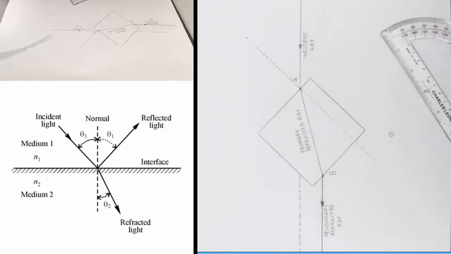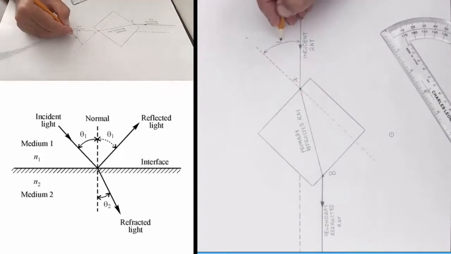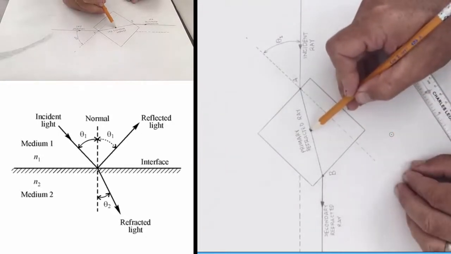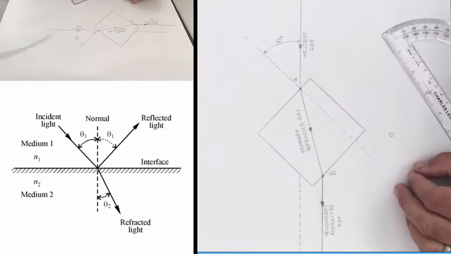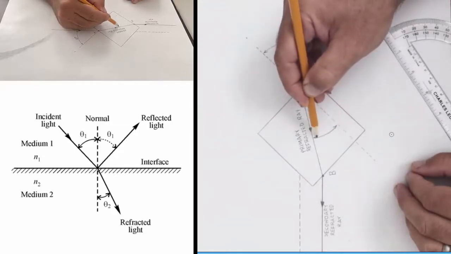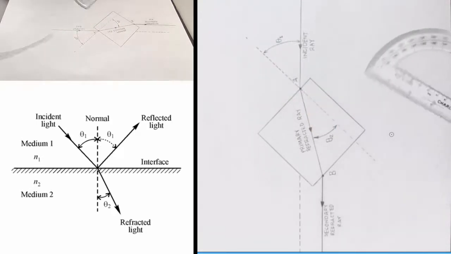Now we can identify two angles of interest here. The first angle is the angle that the incident light ray makes with our reference line. That is going to be this angle here. We are going to call that angle theta 1. And then over on the other side, we are going to establish the angle that the primary refracted ray makes with our reference line, and that is this angle here, which we are going to call the refracted angle, or angle theta 2. Now we are going to measure both of these angles using a protractor.